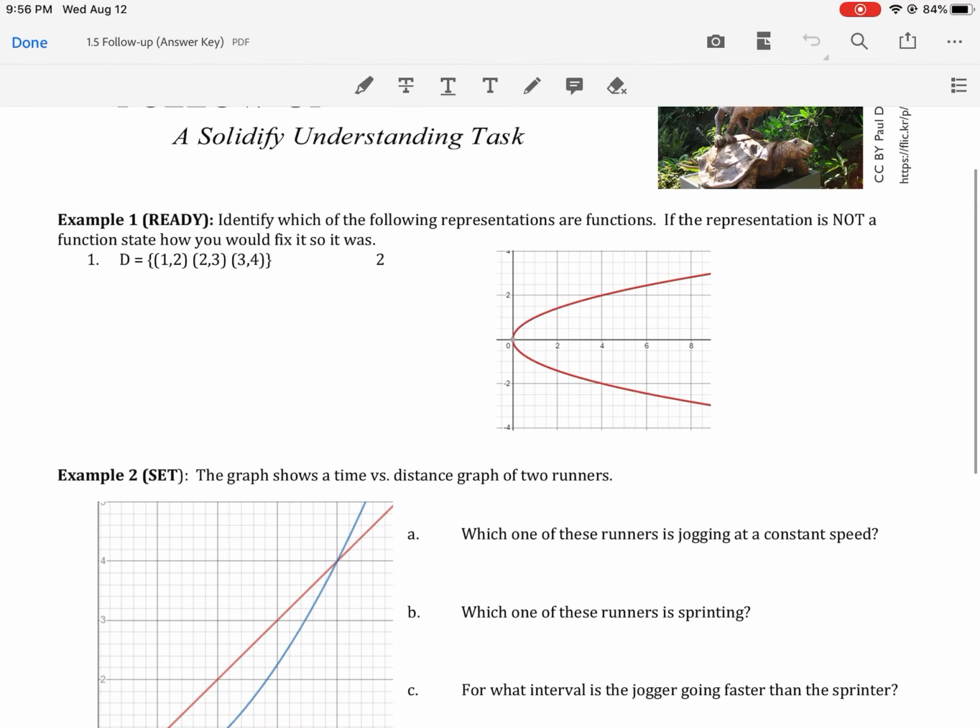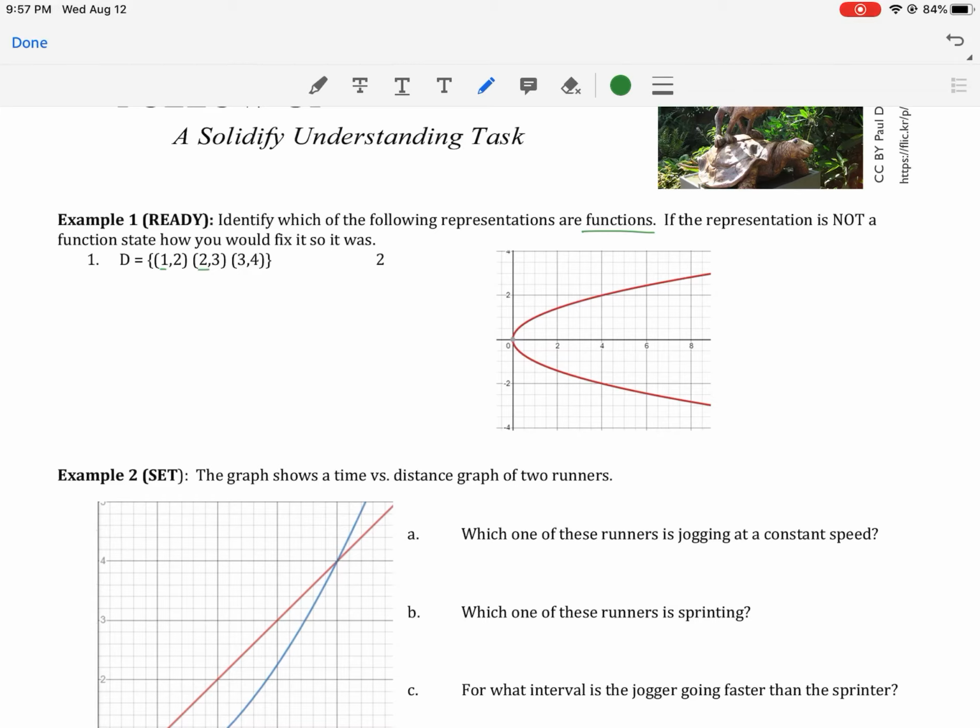So this first example says to identify which of the following are functions. Remember, a function means that for every input there's exactly one output. Some ways you can tell are the vertical line test, or that the inputs are not repeating, etc. It also says if it is not a function, then state how you would fix it.